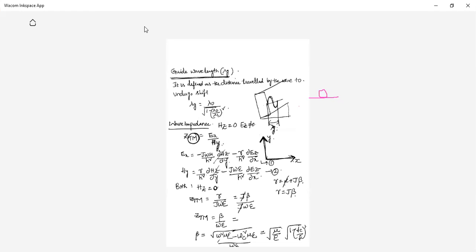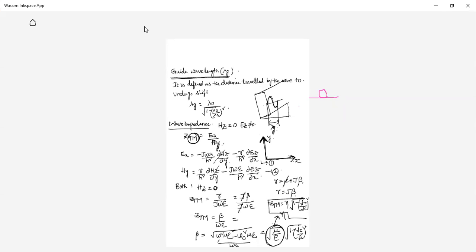What is mu by epsilon? Already in your EMTL course you have studied. It's nothing but eta, the wave impedance. So what is the expression now? Tell me. ZTM can be written as eta into square root of 1 minus fc by f whole square. So this is the most important expression.